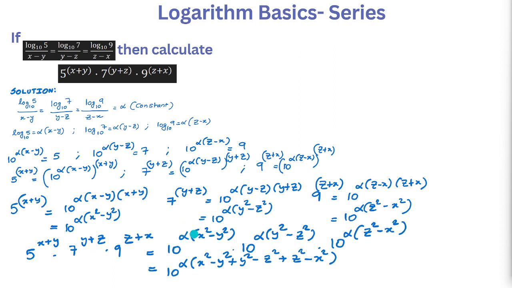Alpha is really just a common term between these three, so you can factor it out. When you simplify, all the x squared terms cancel out, all the y squared terms cancel out, and all the z squared terms cancel out. That just gives us 10 to the power of alpha times 0, which is equal to 10 to the power of 0, which is equal to 1. Thus, 5 to the power of x plus y times 7 to the power of y plus z times 9 to the power of z plus x equals 1.